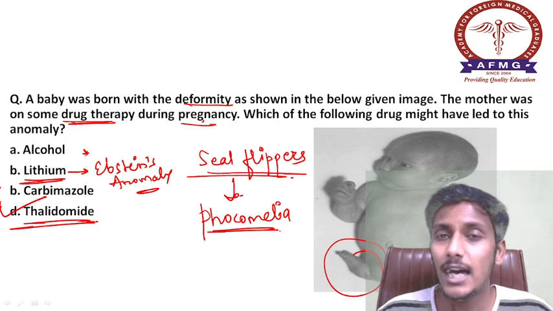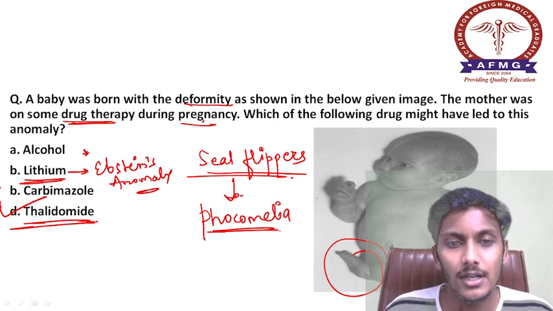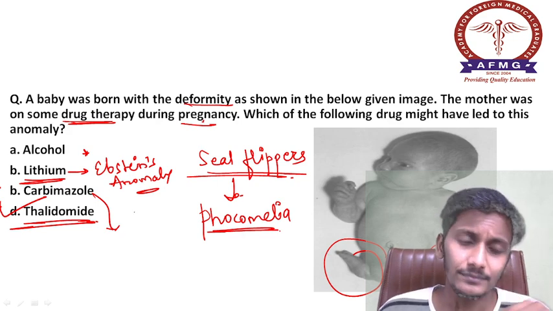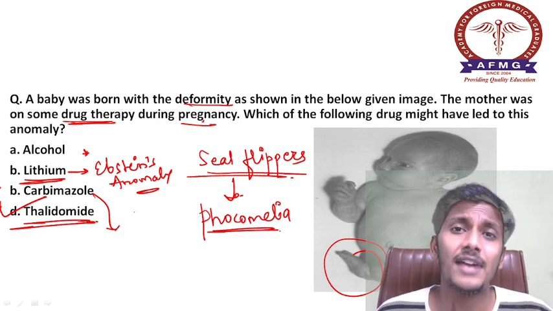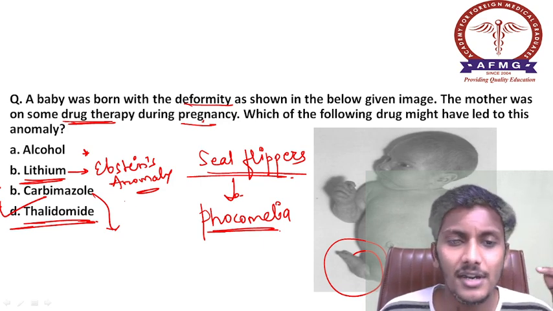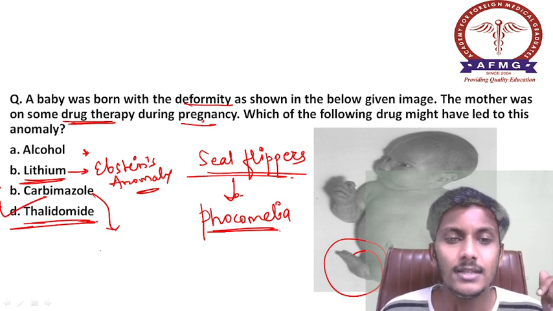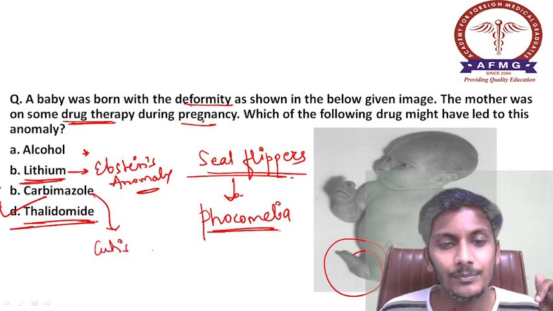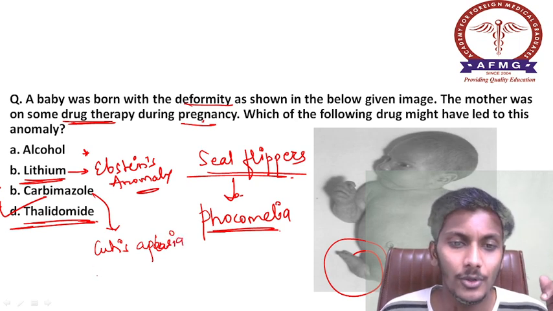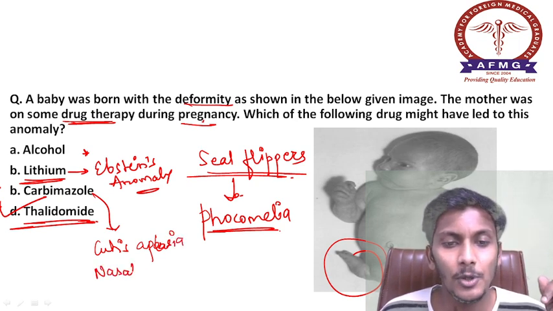And option C was carbimazole. Again, this is a teratogenic drug. Carbimazole is an anti-thyroid drug which is usually avoided in the first trimester of pregnancy. Carbimazole and methimazole are avoided in the first trimester during organogenesis because they lead to teratogenic effects or anomalies like cutis aplasia, which means the skin is not formed, or nasal bone hypoplasia.